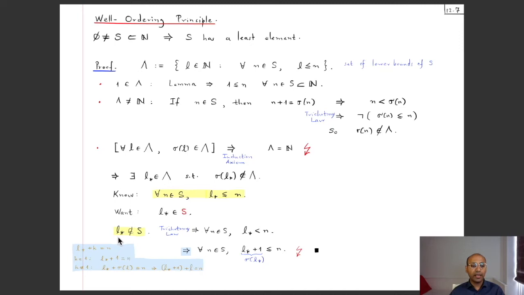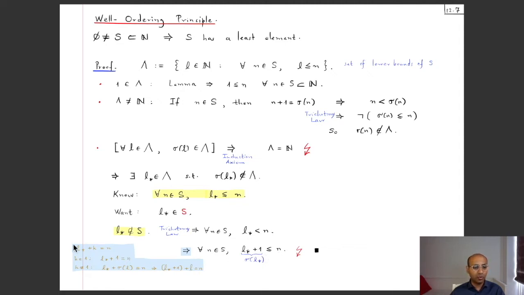So let's suppose that L star is not in S. Now what we know is that for every n belonging to S, L star is less than or equal to n. But you see, it cannot be equal to n because then it would belong to S. So the only choice which is left by the trichotomy law is that for every n belonging to S, this L star must be strictly less than n. Now let's show that this implies that L star plus 1 is less than or equal to n.